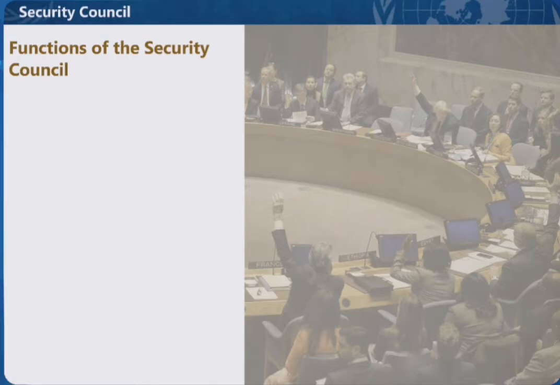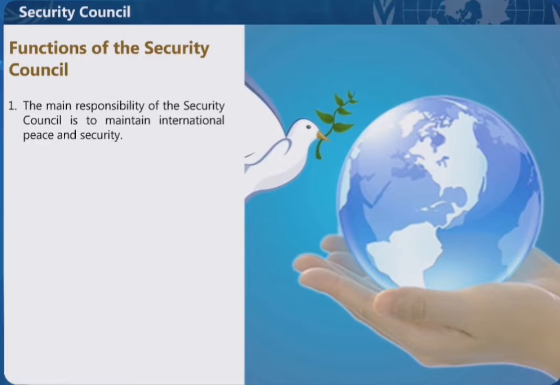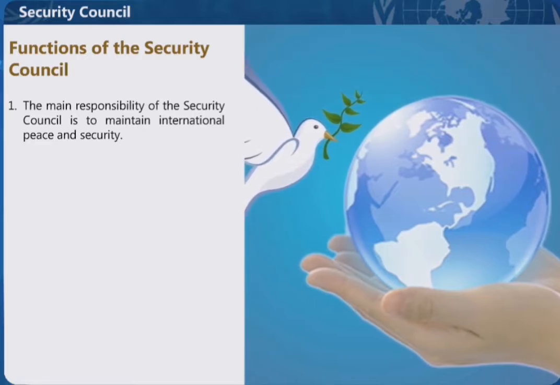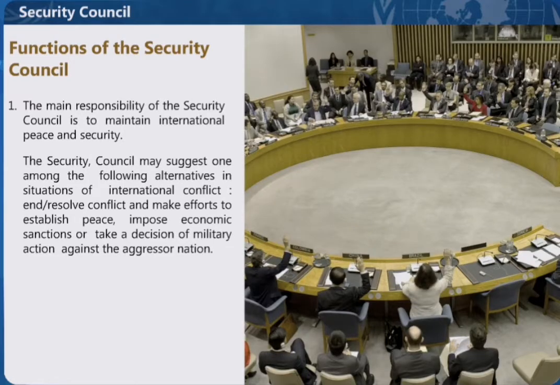Functions of the Security Council. 1. The main responsibility of the Security Council is to maintain international peace and security. The Security Council may suggest one among the following alternatives in situations of international conflict: end or resolve conflict and make efforts to establish peace, impose economic sanctions, or take a decision of military action against the aggressor nation.